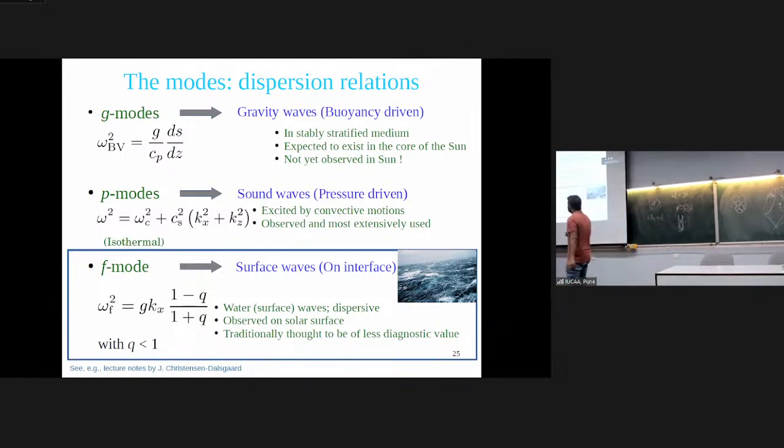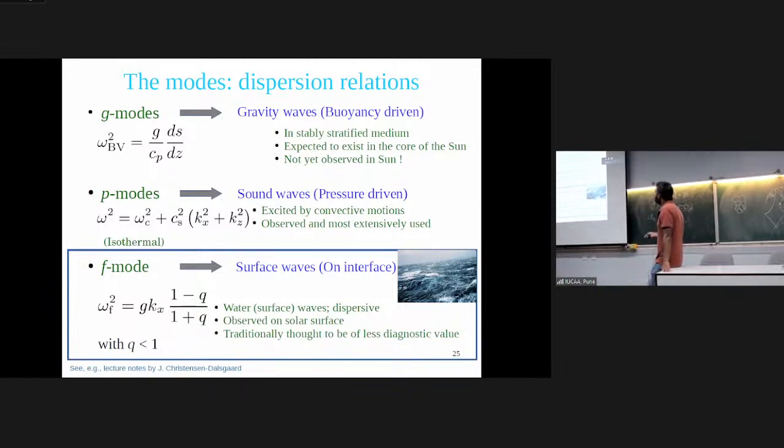So G modes will be supported there. That's the frequency. As you can see, if the dS by dZ is negative, this becomes imaginary and you will actually see convection. So the criterion for convection is already here: the dS by dZ must be negative. Opposite of G is convection. Opposite of surface gravity is regulator.